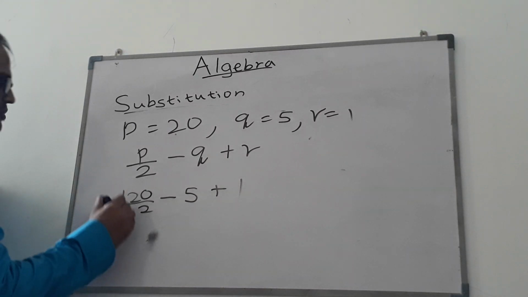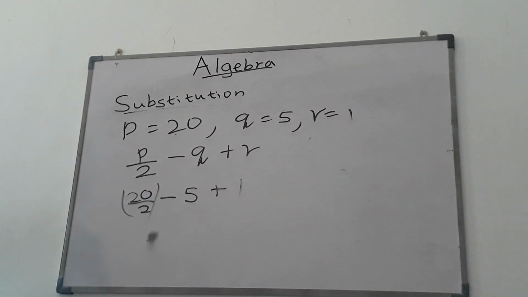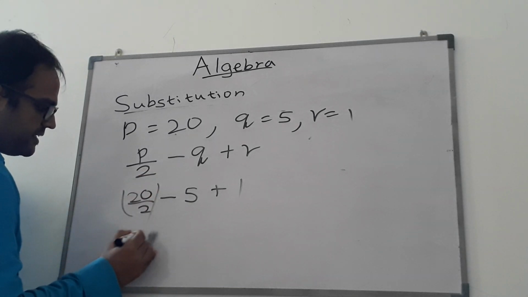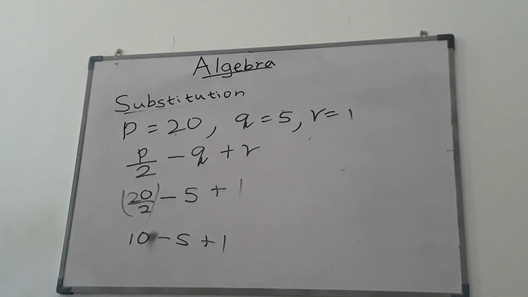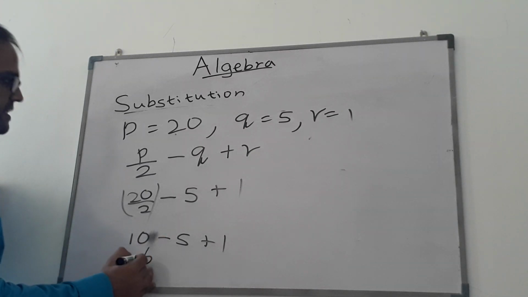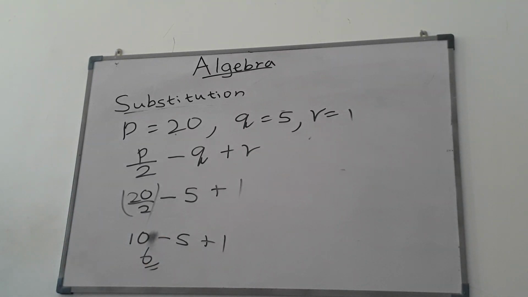First of all, we have to do the division part. 20 divided by 2 means 10. Then the subtraction and addition. 10 minus 5 means 5. 5 plus 1 is 6. One more sum.